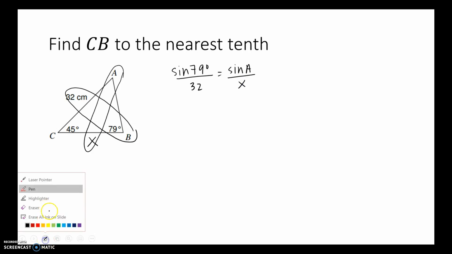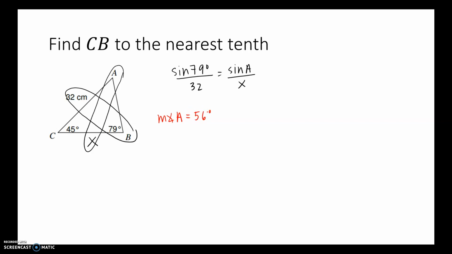But please don't forget, what do the 3 angles in a triangle add up to? 180 degrees. So really, I can find the measure of angle A just by subtracting 45 and 79 from 180. So I get the measure of angle A is 56 degrees. Okay, well now, since I have that, replace A with 56 degrees. Now I only have one unknown.